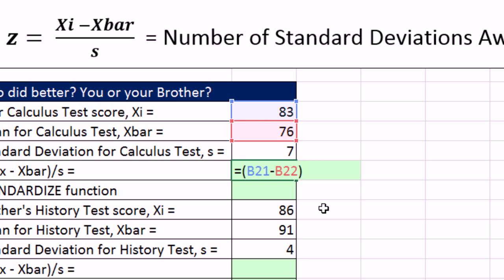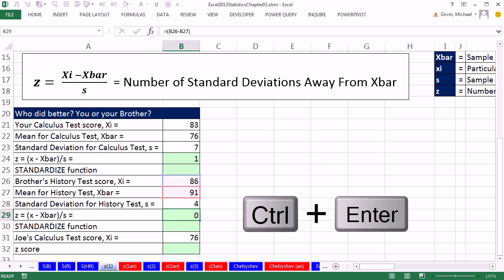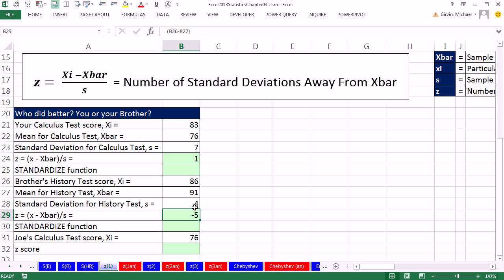F2, we always want to divide it by the standard deviation so we get the number of standard deviations above or below the mean. Well, let's come down and do the same calculation for your brother. Equals open parentheses, particular x minus a bigger mean. That means when we enter this, the deviation, of course, is negative, minus 5 points below the mean. But we want it in units of standard deviation. So F2, divided by the standard deviation for this data set. Boom, minus 1.25 standard deviations below the mean.